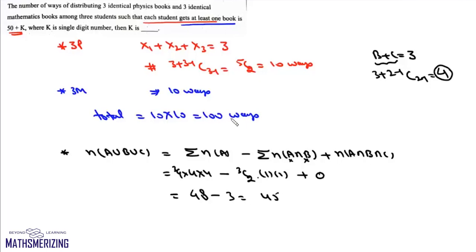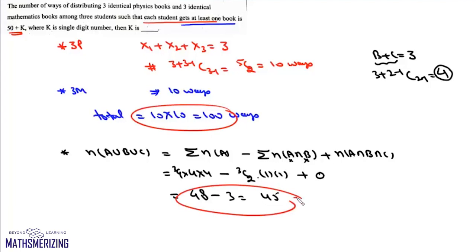Now from the total, we have to remove all these cases, and then we'll get all the ways in which we can distribute these books so that each student gets at least one book. It is given by 100 minus 45, and that is simply 55. So the answer is 55. Now this is 50 plus k, so it will be simply 50 plus 5. So the value of k here is simply 5, and that is the answer to this question.